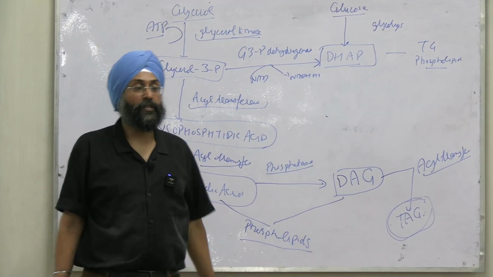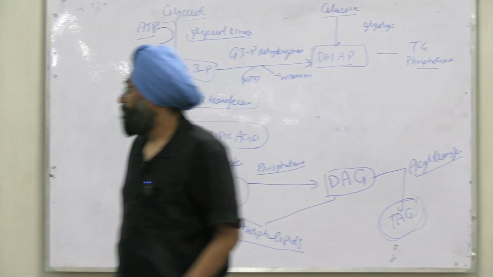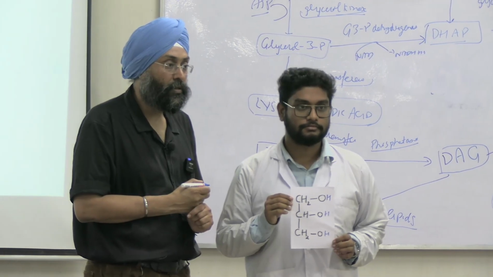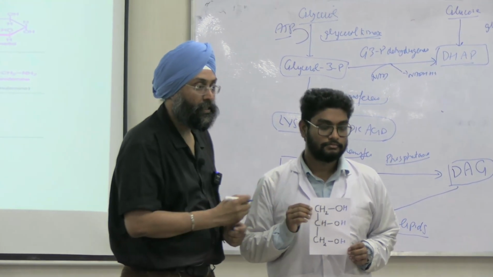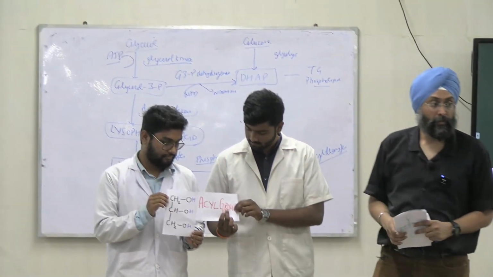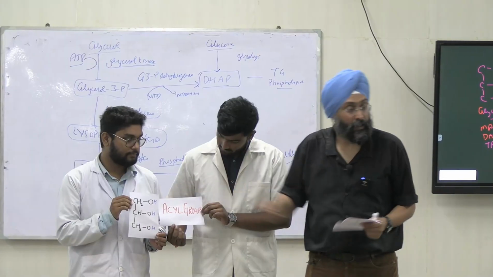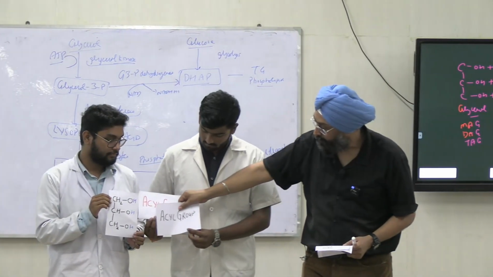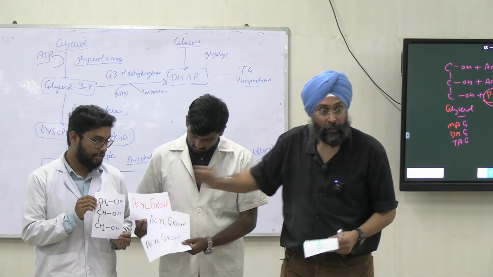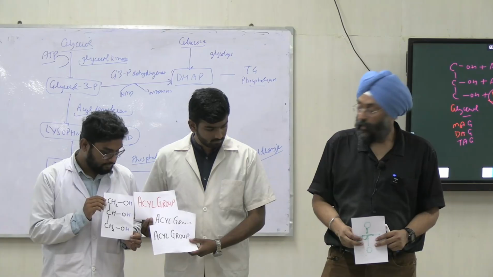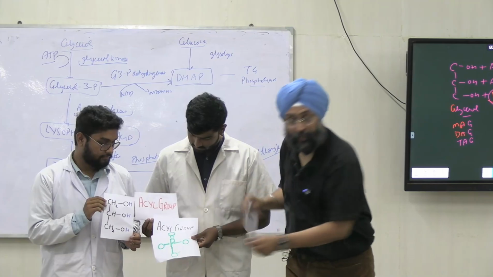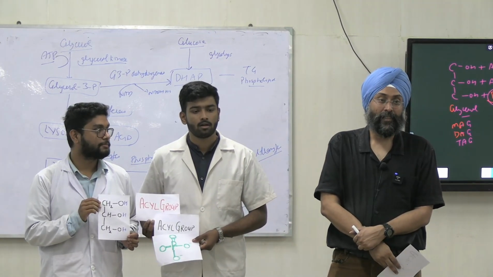Now we start with phospholipids in detail, right? So just see, any two can come on the stage. What is this? Glycerol, right? 3 O's are there. With glycerol, I am attaching one acyl group. What will it become? Monoacyl glycerol. When another acyl group is attached, it becomes diacyl glycerol. Again, another acyl group is attached, it becomes triacyl glycerol. Right? Now, I am removing this acyl group and attaching this phosphate. What will it become? Phosphatidic acid.